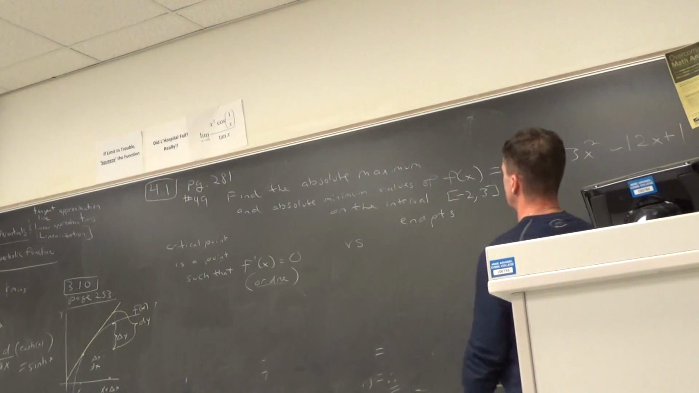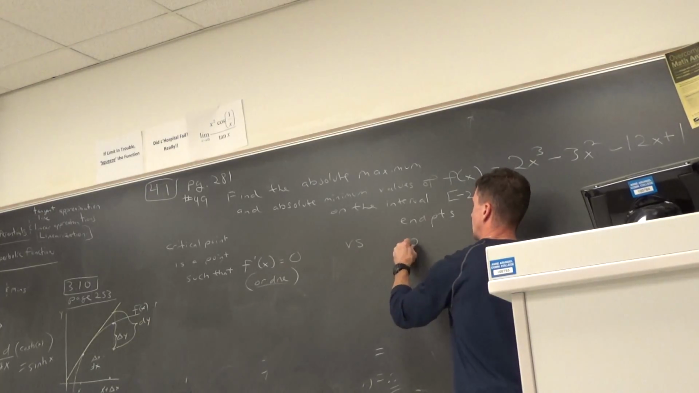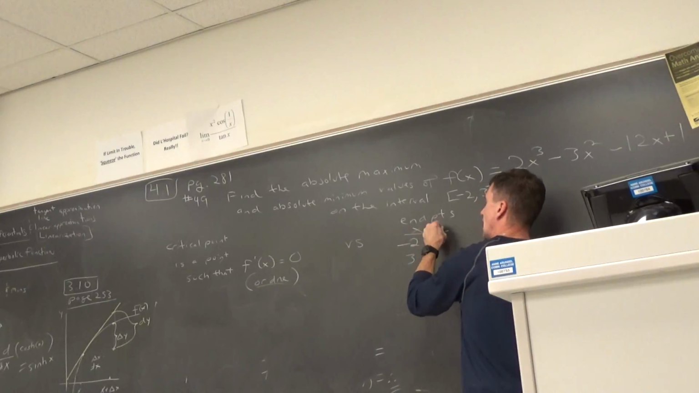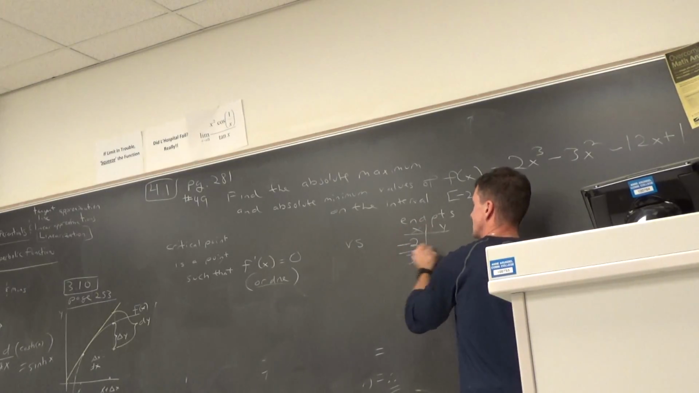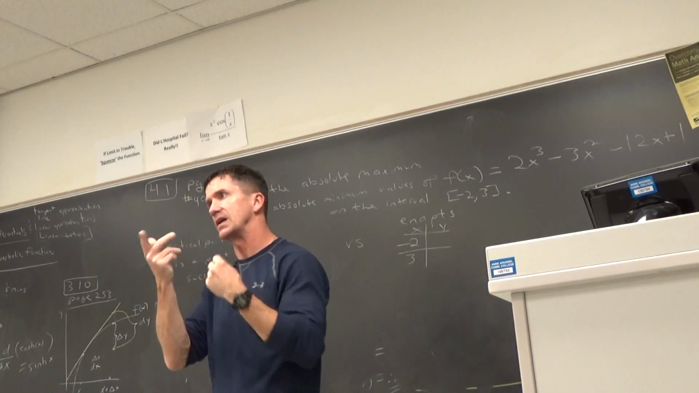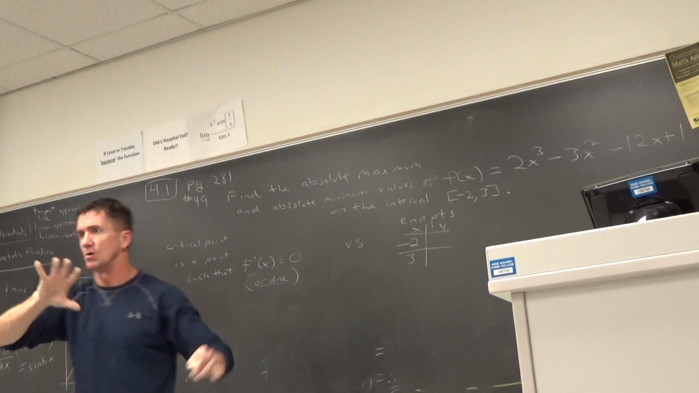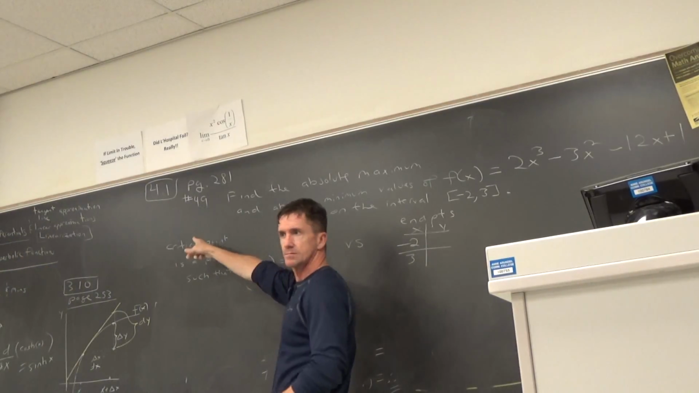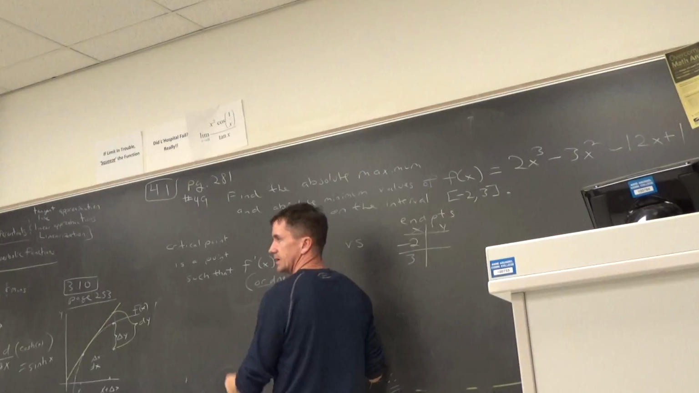All right, first of all, what are my endpoints? Negative 2 and 3. All right, let's just get a little table ready. We don't have to do it right now, but I don't want to forget about this. Trust me, it happens. In a testing situation, people will forget to check the endpoints. So let's just get it up there, we'll be prepared. All right, let's go over here. These are the endpoints, right, everyone? Here are our critical points.